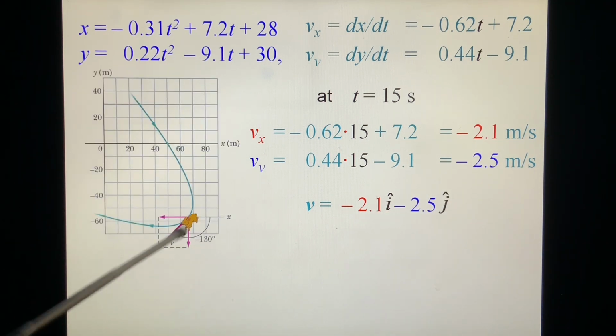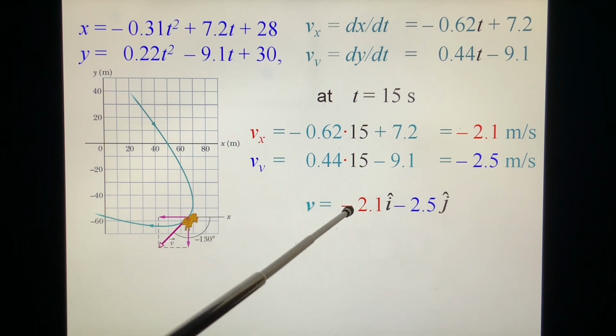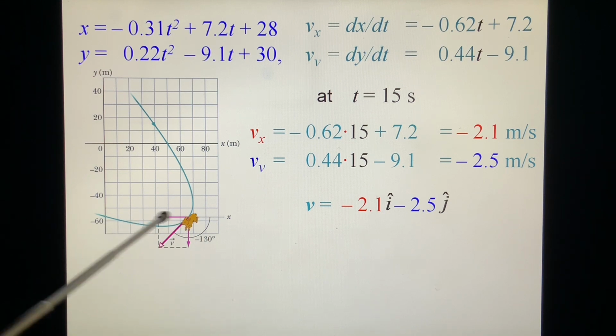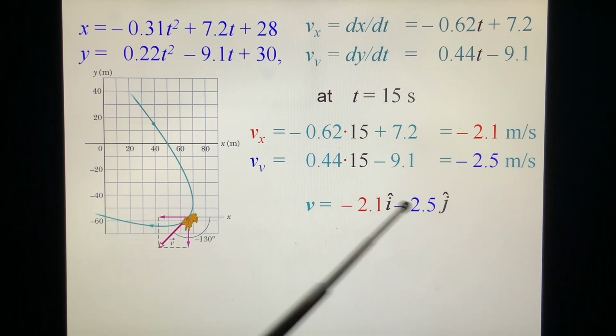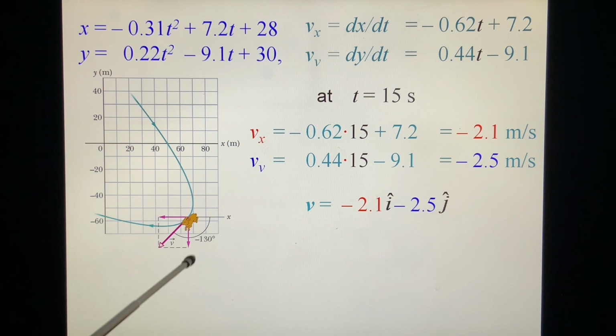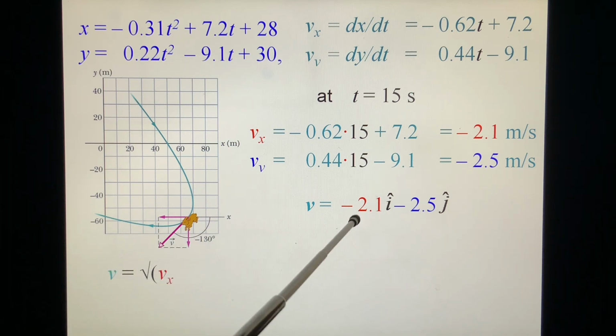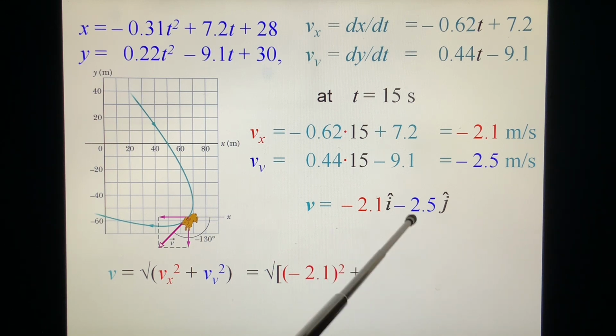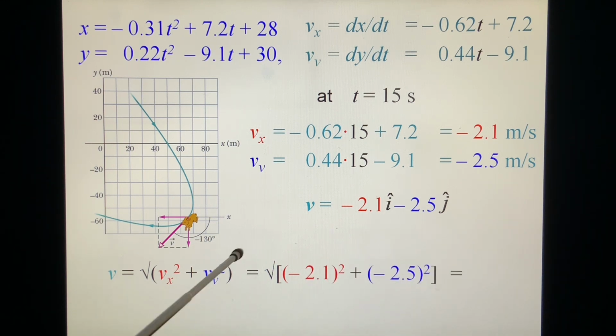Now look at this one. This is the location. For the velocity v, x is negative and vy is negative, so this is the v. We know that it's tangent to the curve, right? And the magnitude is the square root of vx squared plus vy squared. Minus 2.1 squared plus minus 2.5 squared, square root. We get 3.3 meters per second.